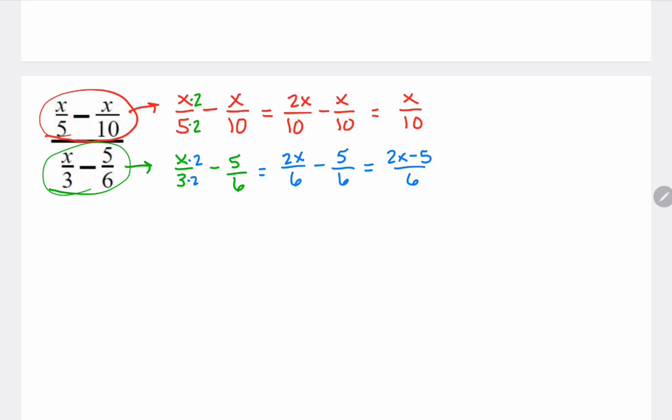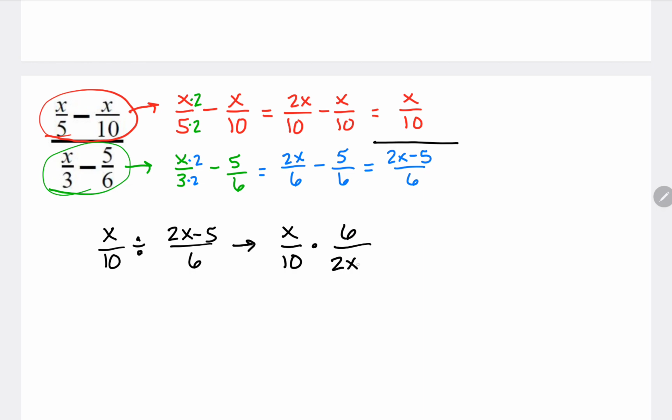And now the original denominator is written as one fraction. I went from green to blue. Whoops. But now we have a setup where we have x over 10. I'll write it horizontally again so you can see what's happening. Divided by 2x minus 5 over 6. So I have a division problem within a division problem. It's easier to rewrite this as a multiplication problem. So keep it, change it, flip it.